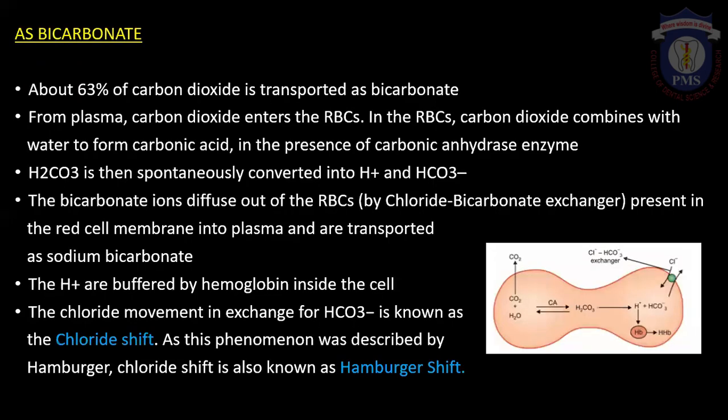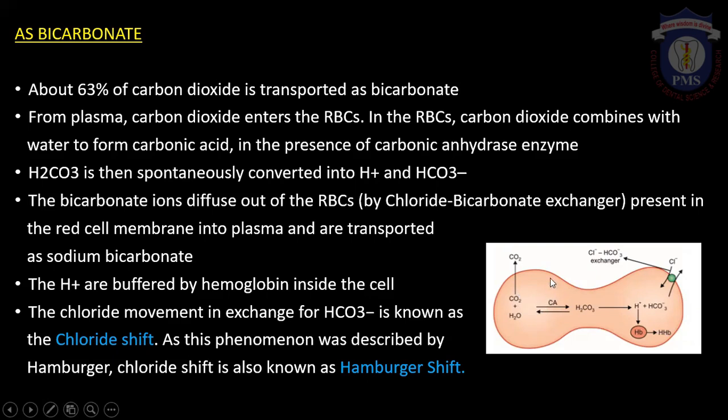The second one is in the form of bicarbonate ion. As I've already mentioned, this is the major form of transportation of carbon dioxide through the blood. So here what happens is the carbon dioxide that got diffused from the cell enters the plasma, and from the plasma, the carbon dioxide enters the RBC. Okay, and within the RBC, the carbon dioxide combines with water to form carbonic acid. This reaction is catalyzed by an enzyme called carbonic anhydrase.